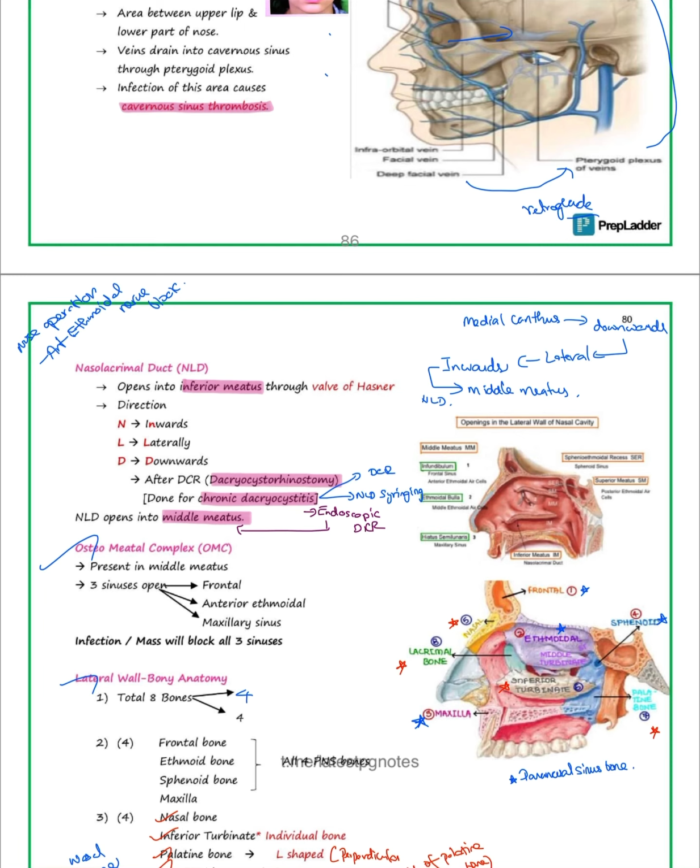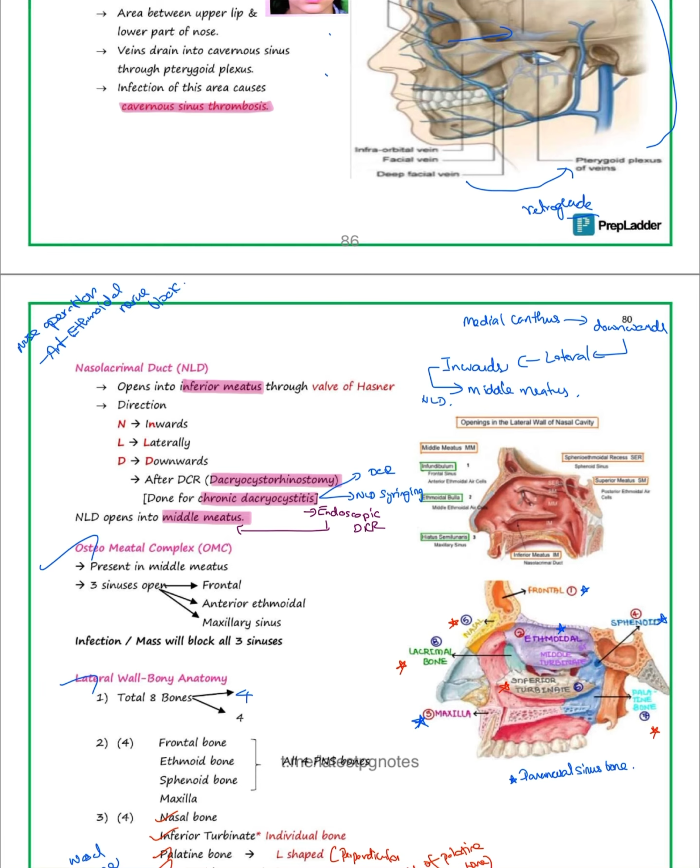Then the nasolacrimal duct opens into the inferior meatus. That is, the inferior meatus is present between the inferior concha and the floor of the nasal cavity. It opens through a valve known as the valve of Hasner. When we need to trace the nasolacrimal duct, from the medial canthus of the eye you should go downwards, then move laterally, then move inwards, and we can reach the inferior meatus.